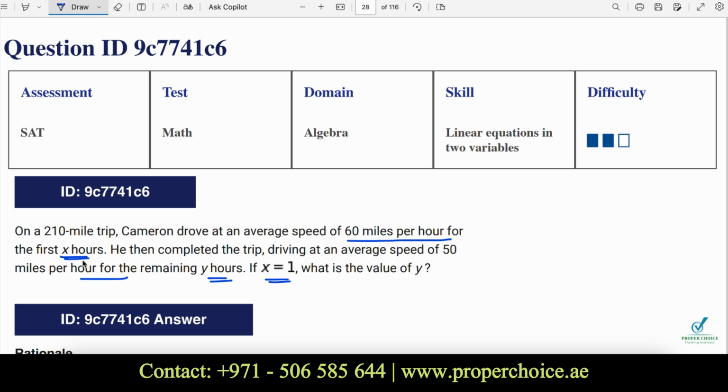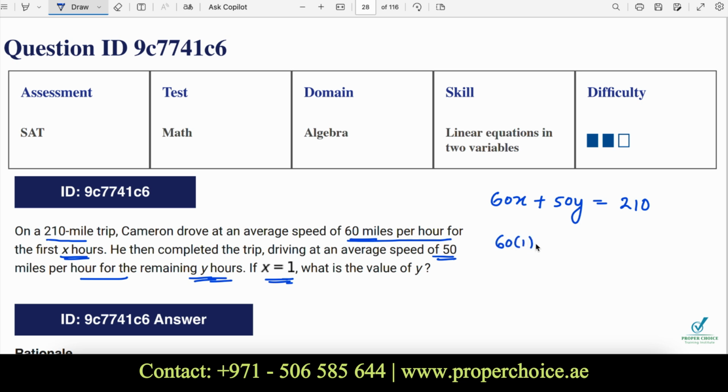See, first a person is driving for X number of hours with an average speed of 60 miles per hour. So the total distance covered in X hours is going to be 60 times X, plus the remaining distance he covers at the speed of 50 miles per hour, taking Y hours as the question says. Then it becomes 50Y, and the total trip, which is 210 miles, gives us the equation equals 210. Now they are asking, in this equation, if X is 1, what is the value of Y? I just need to replace X with 1 and find what value of Y we get.